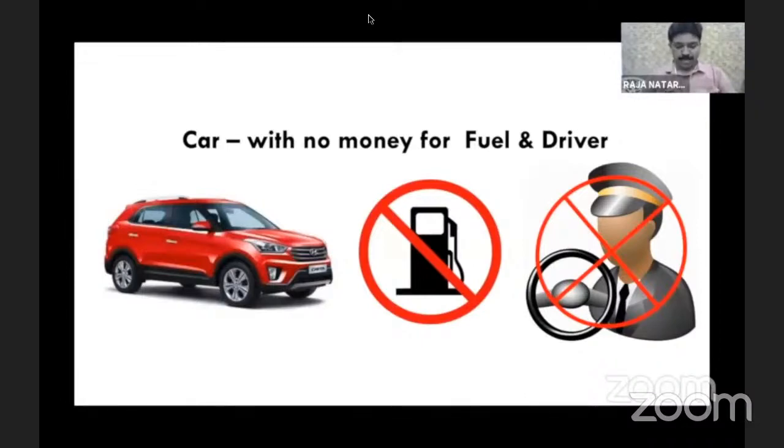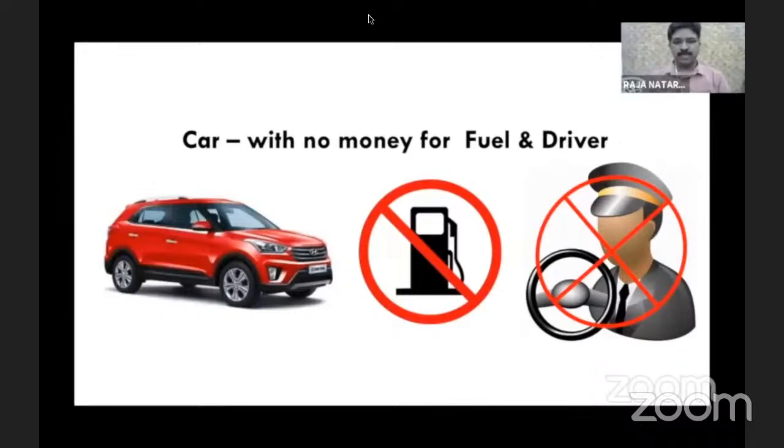Okay, sorry, I just got disrupted. So the question is, this fixed asset that I have created will not generate any revenue for me if I don't invest in fuel or in the salary of employees. Unless and until I make that small investment, this big investment will not yield any money for me.